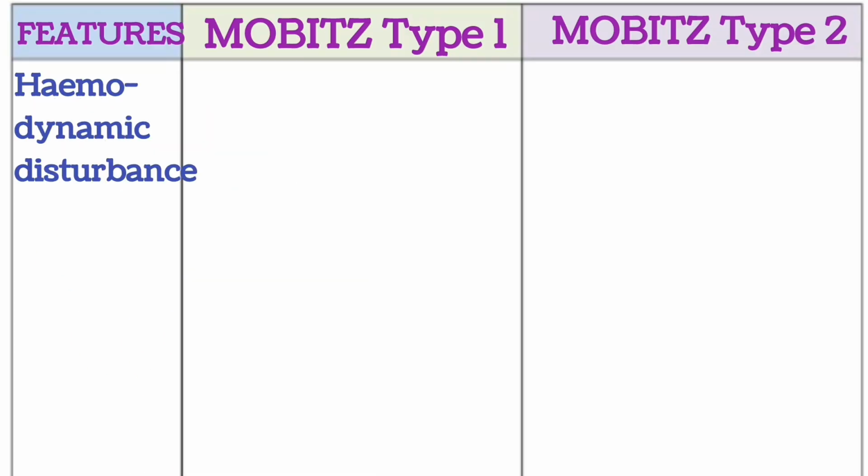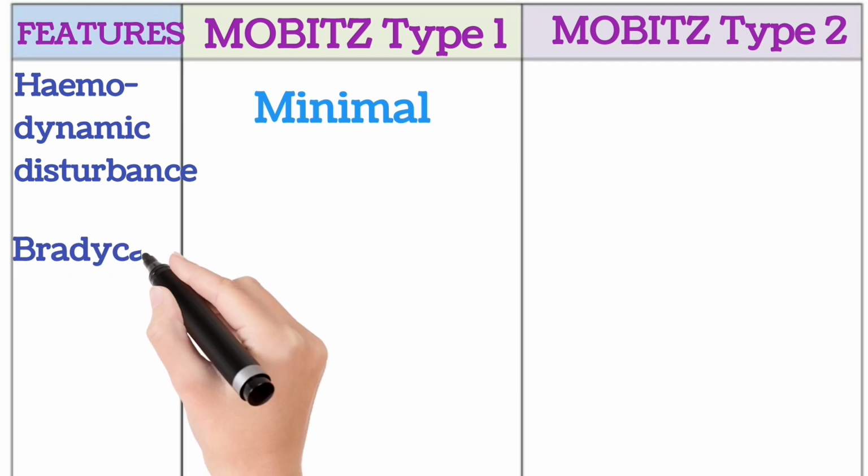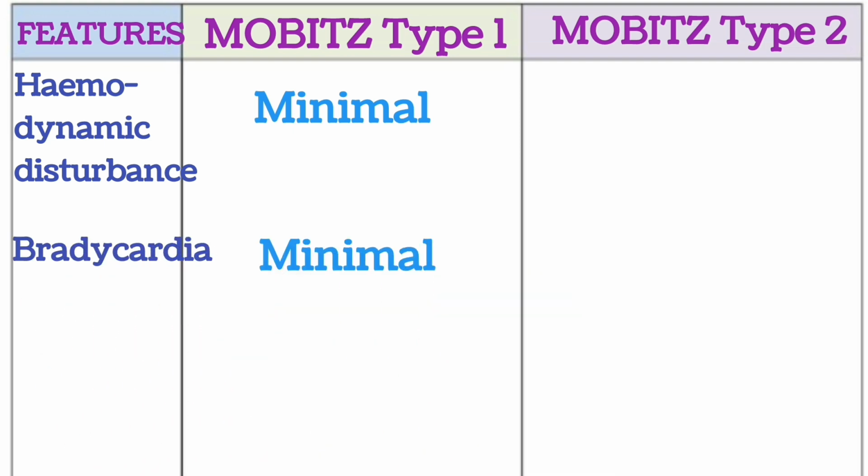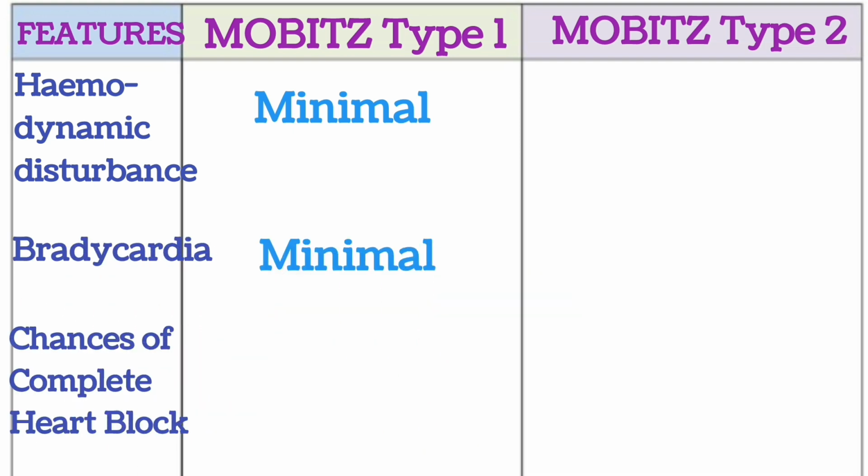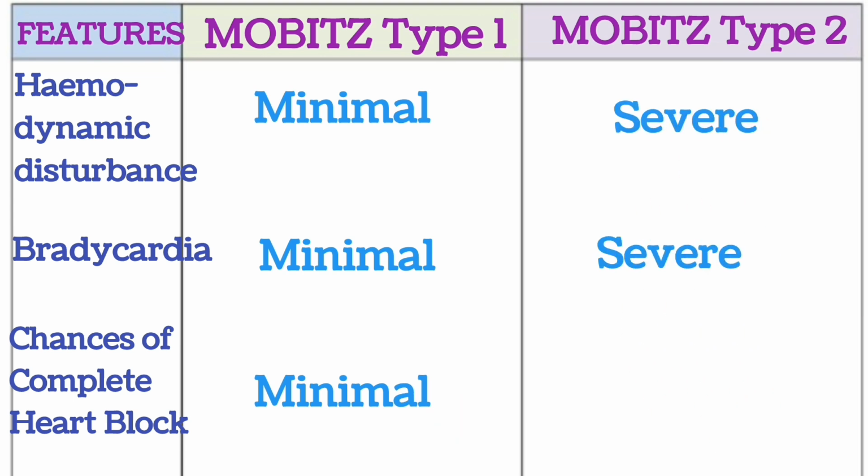Mobitz type 1 is usually a benign rhythm causing minimal hemodynamic disturbances with low risk of progression to third degree heart block. Mobitz type 2 is much more likely to be associated with hemodynamic compromise and severe bradycardia, and the chances for progression to third degree heart block are much higher.